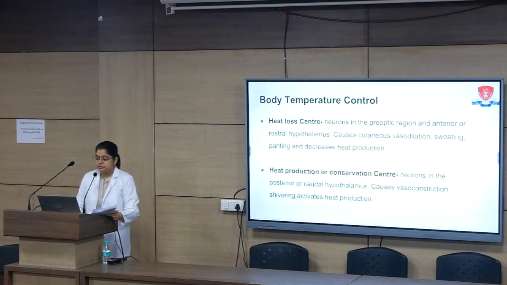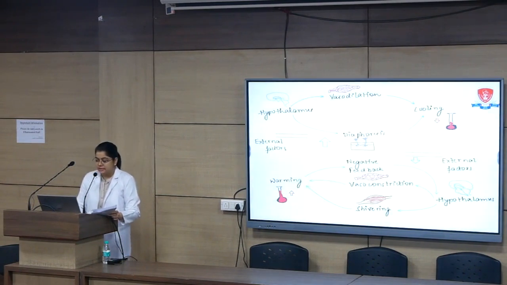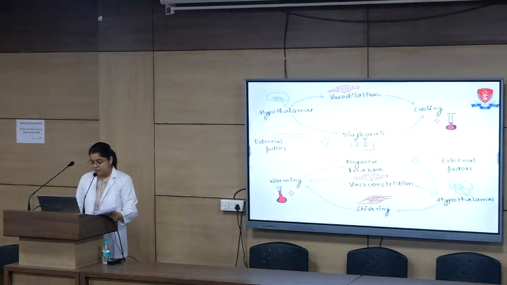Body temperature control: heat loss center and heat production center. Neurons in the preoptic region, anterior or rostral hypothalamus, cause cutaneous vasodilation, sweating, panting, which decreases the heat production. While in the heat production or conservation center, neurons in the posterior or caudal hypothalamus cause vasoconstriction and shivering, which activates the heat production. In this diagram, we can appreciate that due to the anterior hypothalamus, there is vasodilation and a cooling effect, while due to external factors which cause vasoconstriction and shivering, there is warming.